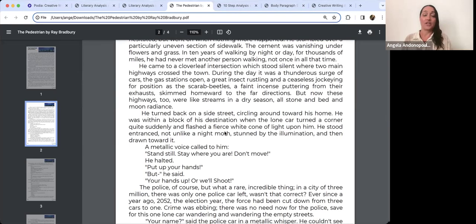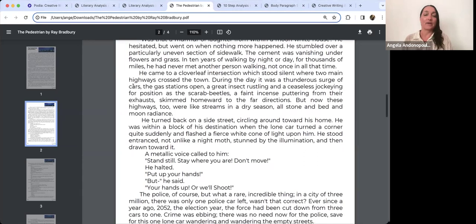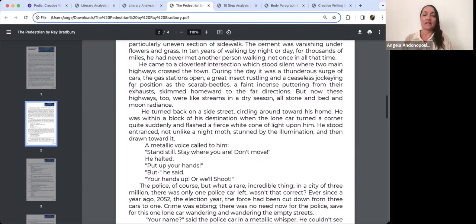Feel free to interrupt me again if you need to, but if you've got any other observations, I just want to point out, when it comes to the figurative language, I really like this passage here. He came to a cloverleaf intersection which stood silent, where two main highways crossed the town. During the day, it was a thunderous surge of cars, the gas stations open, a great insect rustling and ceaseless jockeying for position as the scarab beetles, the faint incense puttering from their exhaust, skimmed homeward to the far directions. But now these highways too were like streams in a dry season, all stone and bed and moon radiance.